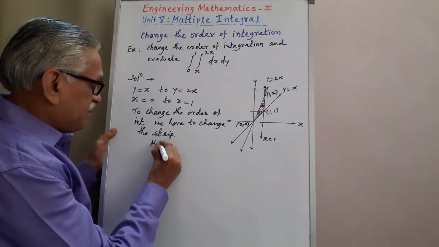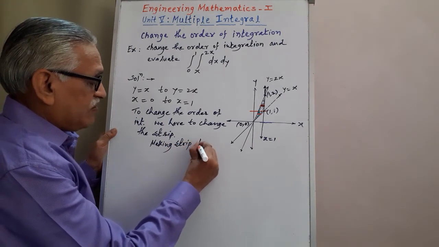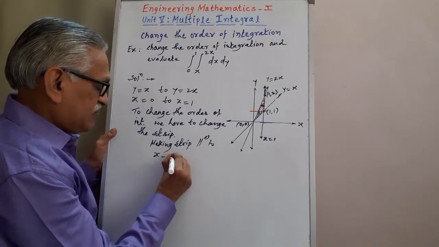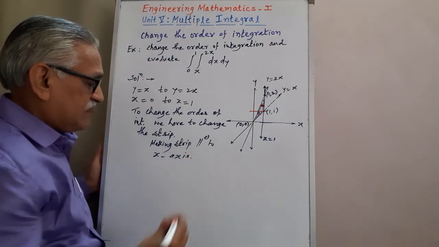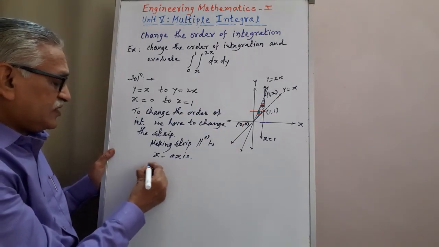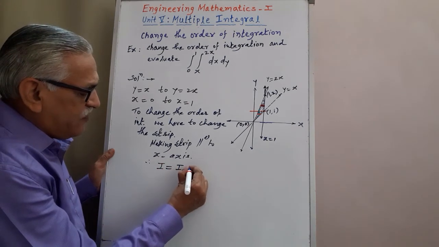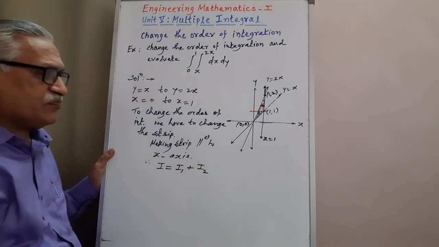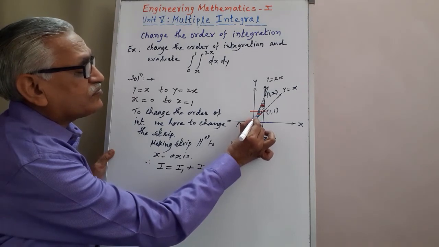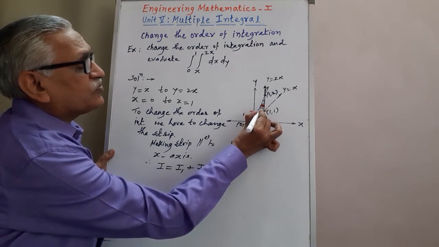Making the strip parallel to x-axis, the region is divided in two parts. Therefore, that integral I is the sum of the two integrals I1 and I2. For reference, we call this region 1 and the second one region 2.